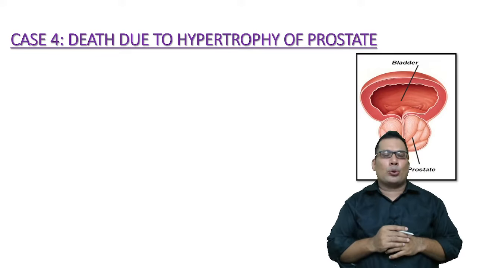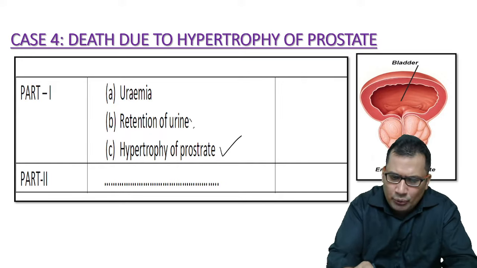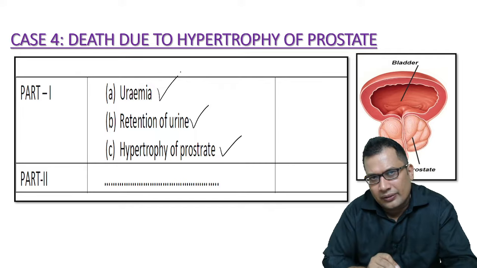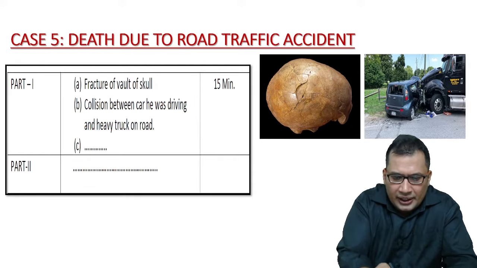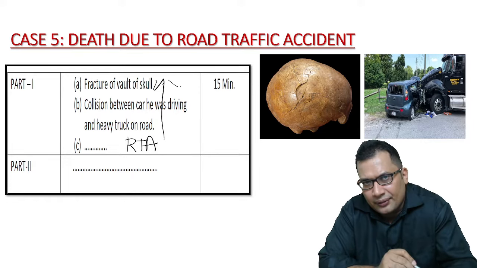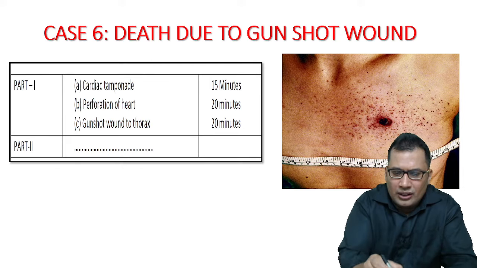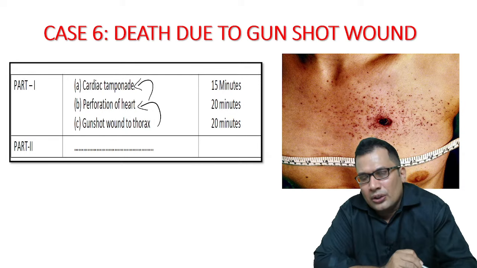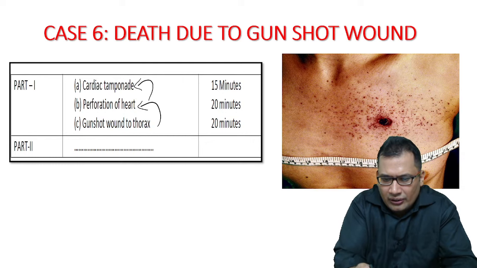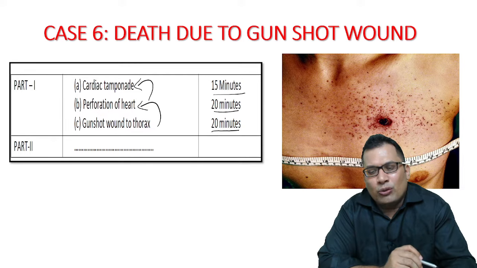Sometimes death due to hypertrophy of prostate. How? Let's see. Hypertrophy of prostate can lead to retention of urine, that leads to uremia and death. Or death due to road traffic accident. So RTA can lead to fracture of the skull and death of the person. Death due to gunshot wound: gunshot wound leading to perforation of heart, the perforation of heart leading to cardiac tamponade. So 1A, 1B and 1C. Again you can see the duration is almost the same. It's immediate death. It's a case of homicide.